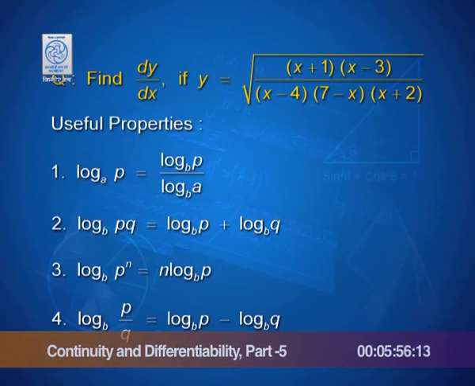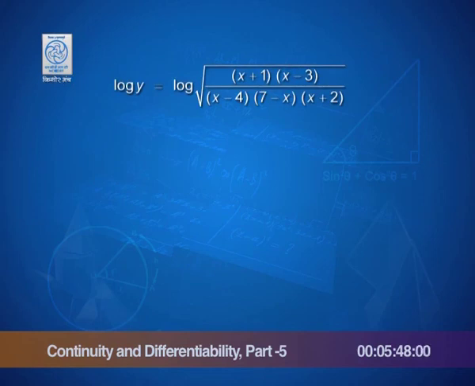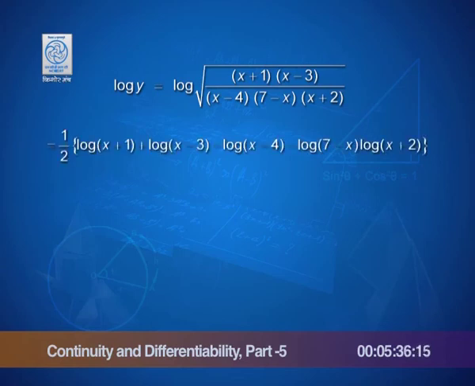Starting with y, which is square root of x plus 1 into x minus 3 upon x minus 4 into 7 minus x into x plus 2. Taking log of both sides, we get log of y as log of the entire expression, and again using the properties that we have just displayed, it all simplifies to half of log of x plus 1 plus log x minus 3 and then minus, because now we are looking at log of m by n resulting in log m minus log n. So, the entire expression gets written either as the sum or difference of terms which are with log.